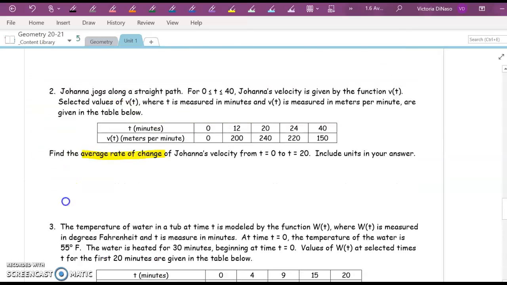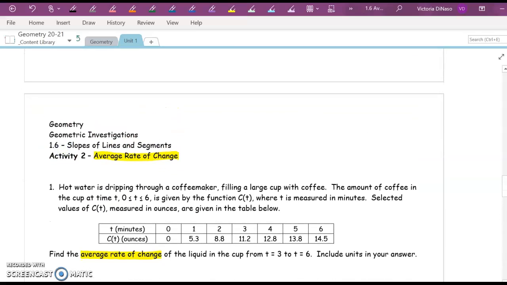All right, so this word, average rate of change, is just a fancy way of saying slope. And we learned that the slope is the change in y divided by the change in x. So you're going to see throughout this activity we're going to have different tables of information, and within each word problem, each table of information says to find the average rate of change.